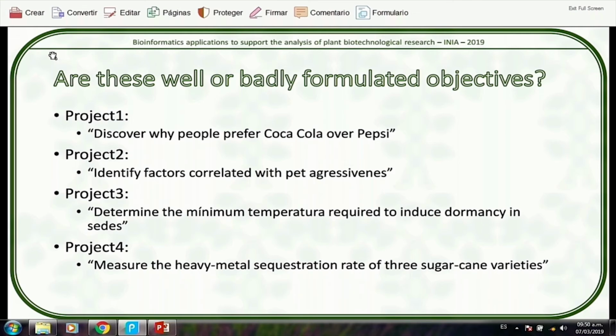Just think about all the things. Can you measure temperature? Can you determine whether something is dormant or not? Can you correlate those? If you can measure and manipulate the temperature, and you can determine whether a seed is dormant or not, then can you determine the correlations? Yes, you can determine the correlations. So can you actually tackle this objective? What do you think?